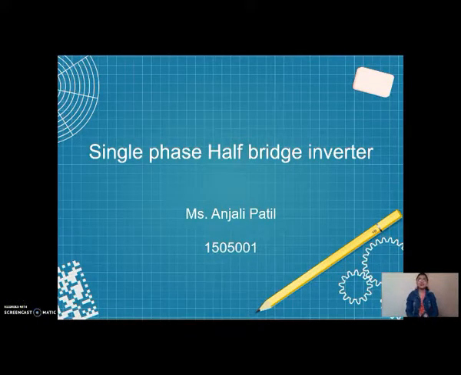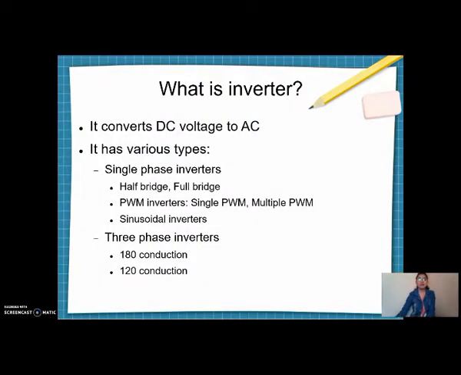Hello, in this video I am going to explain about single-phase half-bridge inverter with MATLAB simulation. Before starting with the simulation, let me give you a general overview of inverter. What exactly is an inverter?